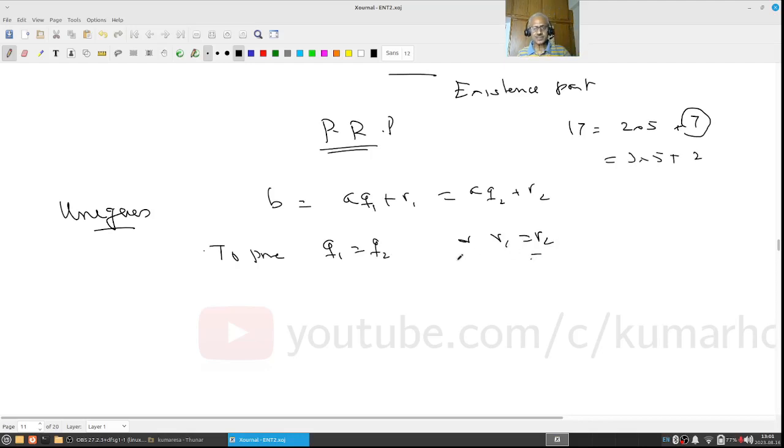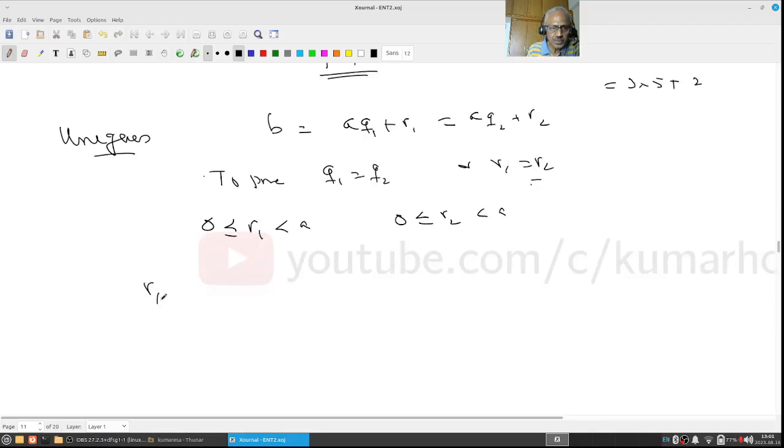So what I said is, it's important to concentrate on the remainder now, not on the quotient Q. So I will first prove R1 is R2. Notice that 0 ≤ R1 < A, 0 ≤ R2 < A. Now if R1 is not equal to R2, remember R1, R2 all belong to the integers. Therefore, one is strictly less than the other. So without loss of generality, assume R2 is strictly greater than R1.